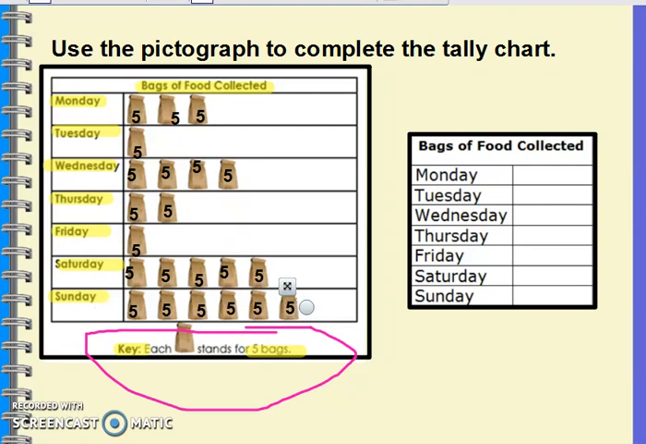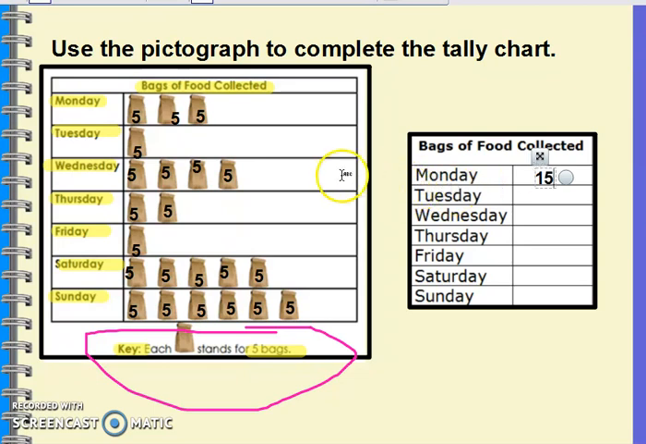Next, we will count the bags of food collected each day. Remember to count by 5s. On Monday, there were 5, 10, 15. 15 bags collected. So I am going to write a 15 in the table to collect the data.